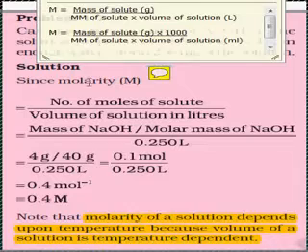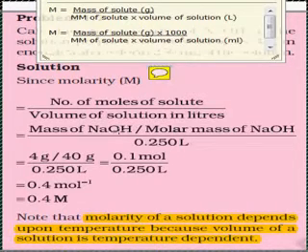So we can write it like this. Therefore, molarity is equal to mass of solute in gram upon molar mass into volume of solution in liter. Now if the volume of solution is given in ml, then you have to convert it into liter by multiplying the numerator by 1000.